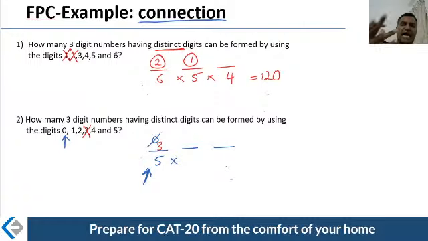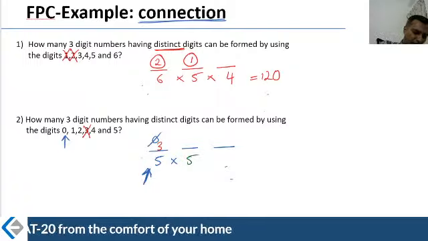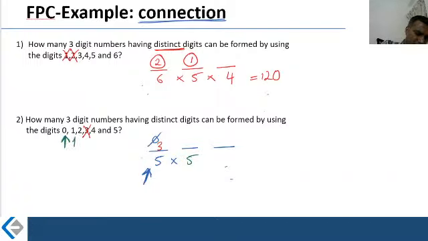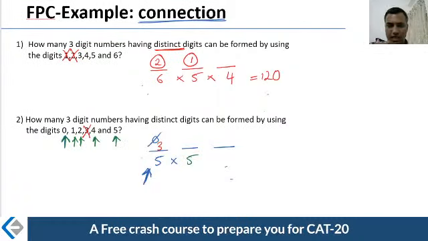Which means what? 3 is inactive now. Second place can be filled in how many ways? 5 ways. Hey, why 5 ways? You can fill 0 now. You can fill 1. You can fill 2. You can fill 4. And you can fill 5. Now this can be filled in 5 ways.